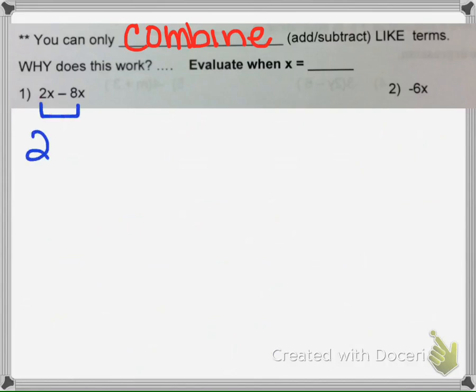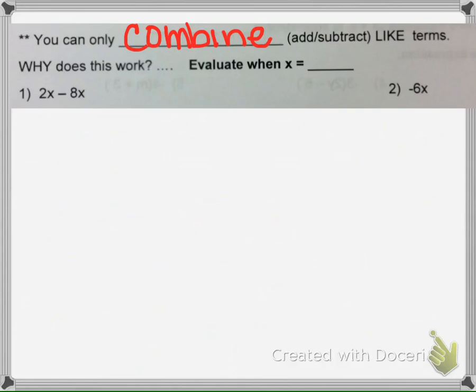We could take the 2 and subtract 8 from it, and 8 is bigger. So we get negative 6 because 8 is bigger and it's negative, and we would get negative 6x. That's what I'm telling you that we're allowed to do. But let's talk about why we can do that. So to prove it, let's pick whatever number we want.